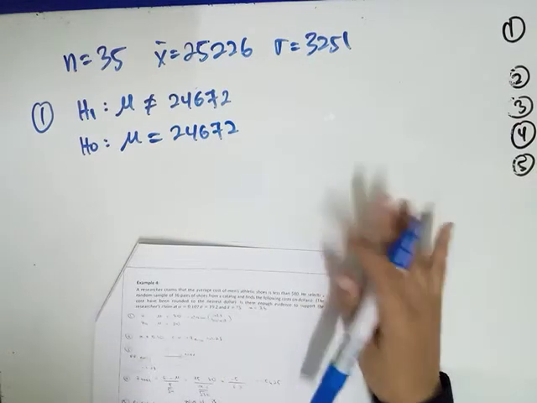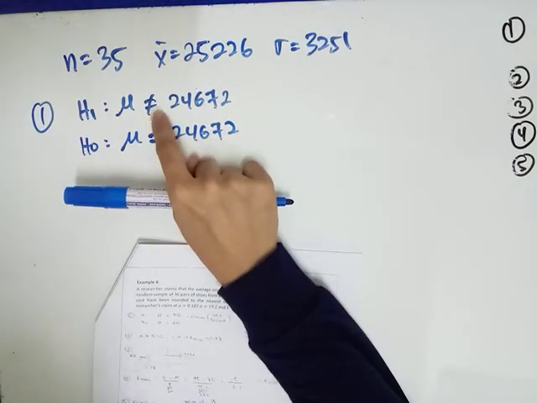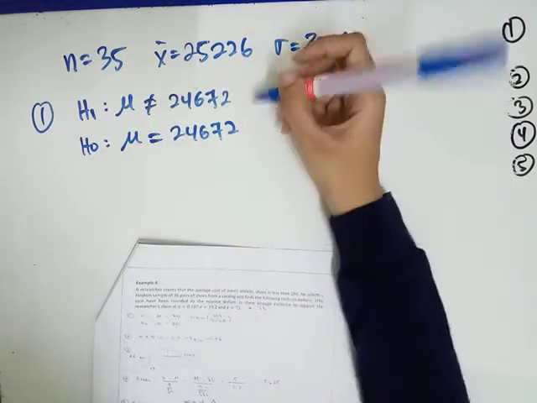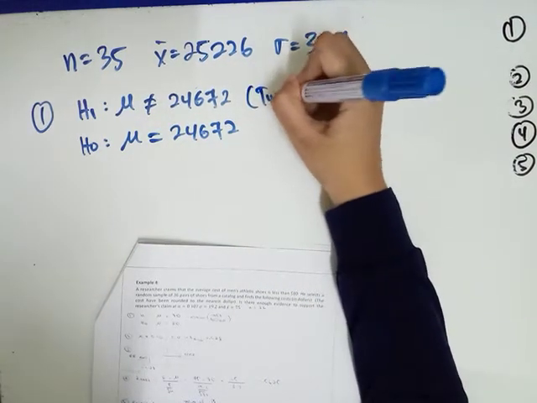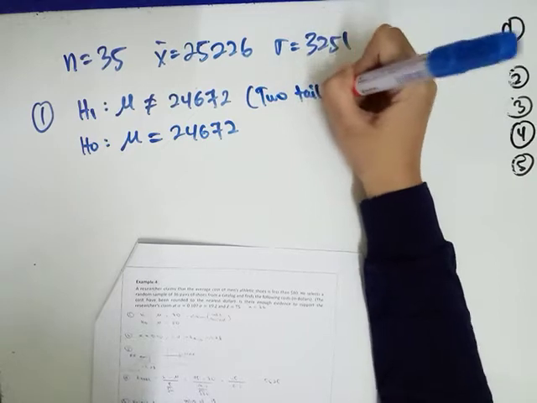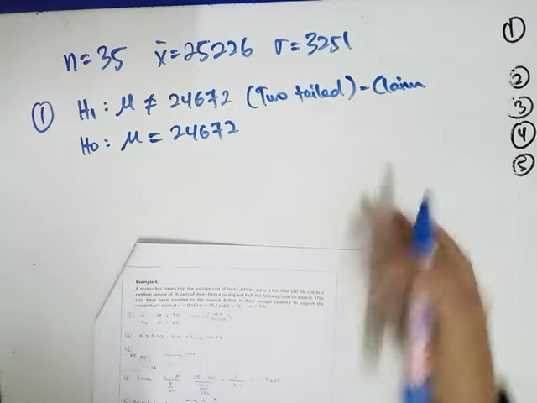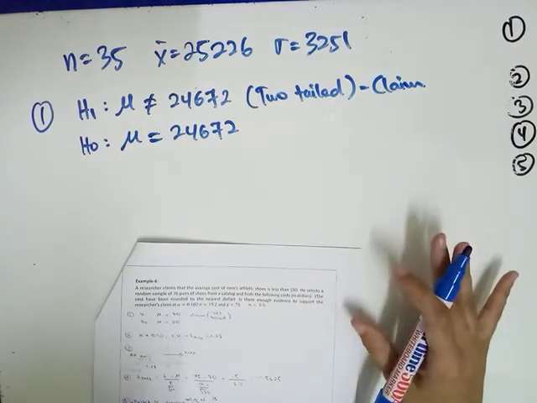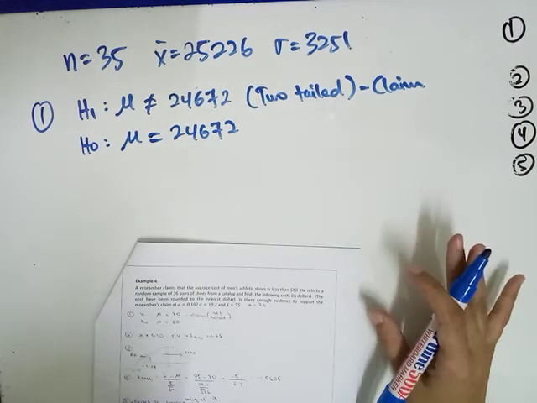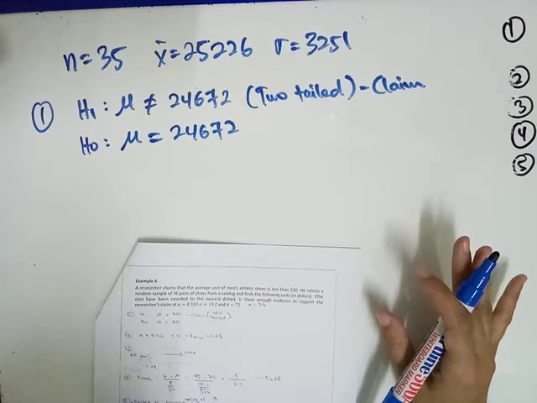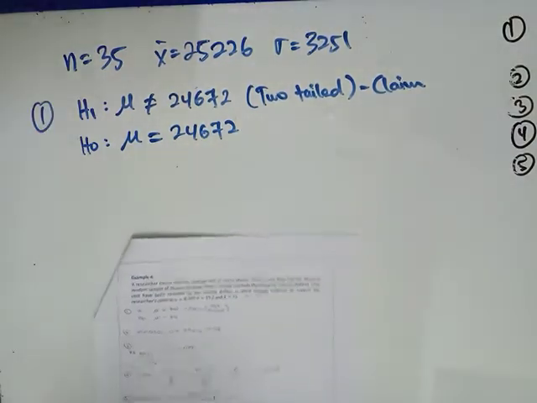Okay. So what type of tail? Look at the sign of H1. It is not equal, that means we need to test two tails of the area. Okay, this is what we want to claim, H1. We want to claim, is it true that the average cost at a particular hospital is different from 24,672?